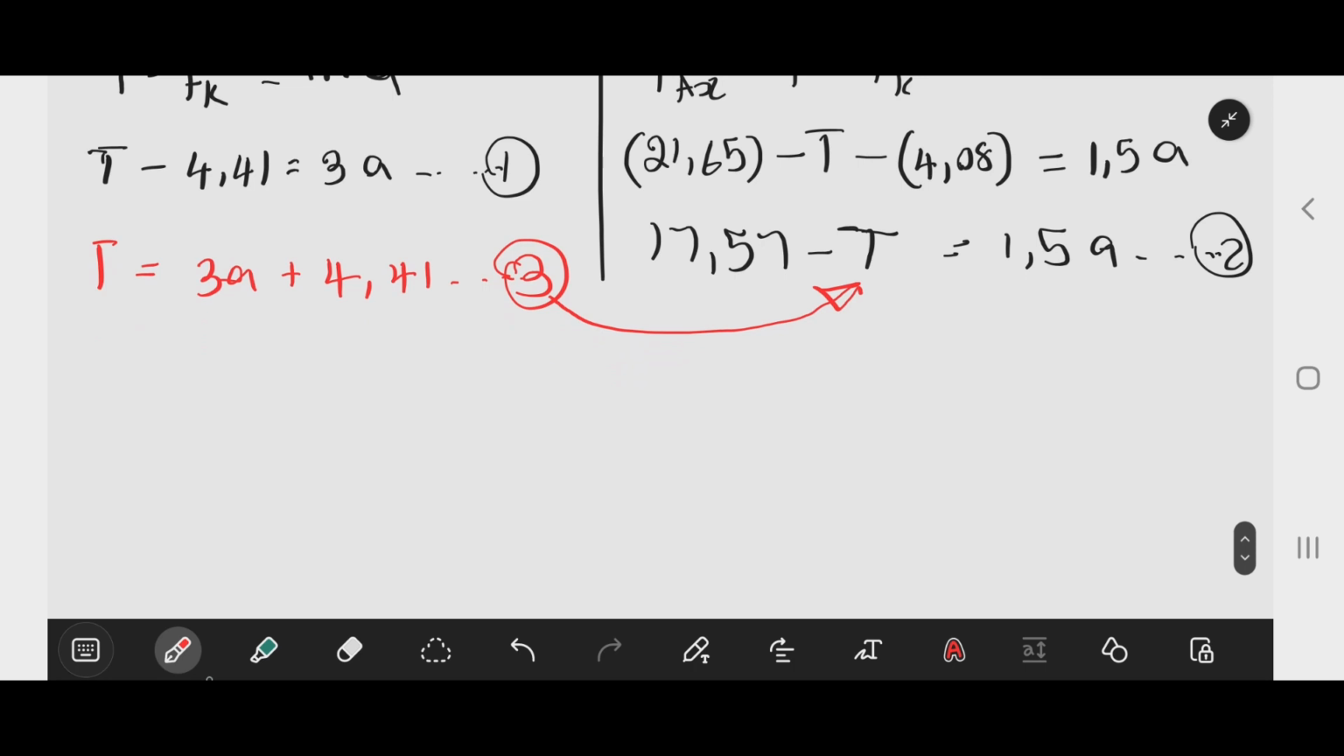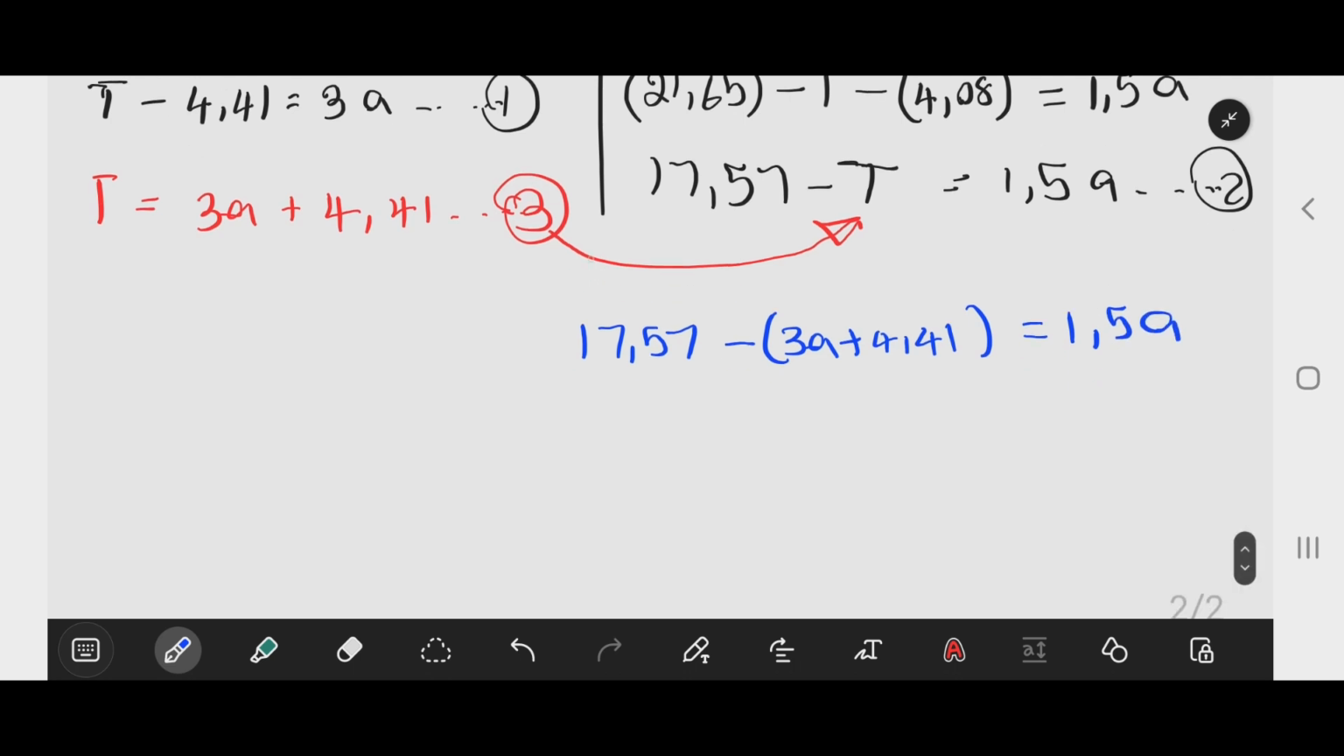Okay, so that would be 17.57 minus, wherever we see tension, we insert 3a, plus 4.41, and that is equal to 1.5 times the acceleration. Okay, so now let us solve for acceleration in this equation. So this would be 17.57 minus 3a minus 4.41 equals 1.5a.